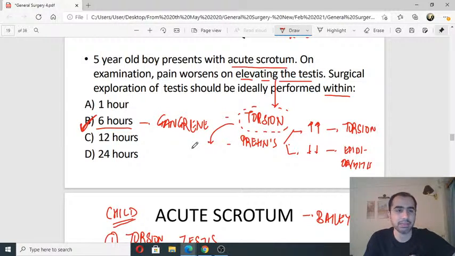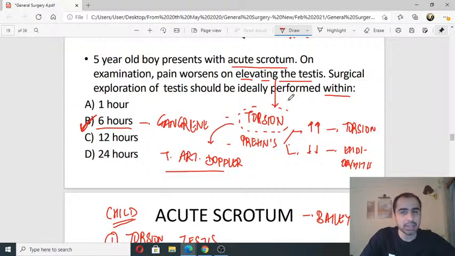Testes is tender. How do I confirm? Like, if the parents ask, hey, doctor, are you sure it is torsion? Okay, don't say Doppler. Please don't say Doppler. Please say testicular arterial Doppler. Okay, please say this. Testicular arterial Doppler. It's not Doppler, it's arterial Doppler.